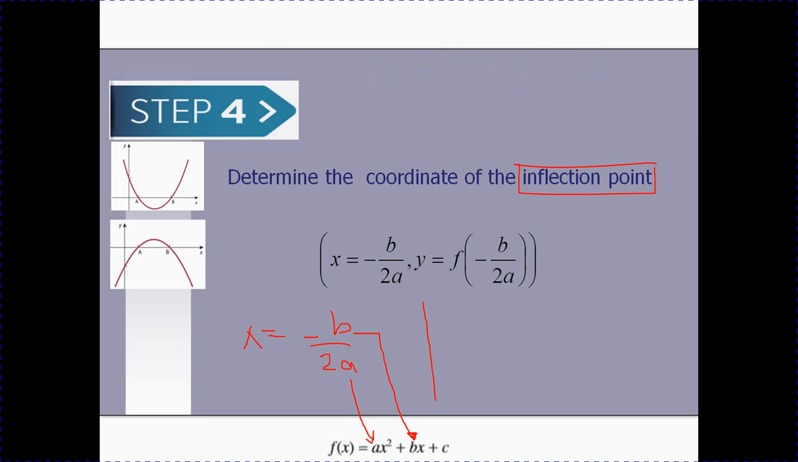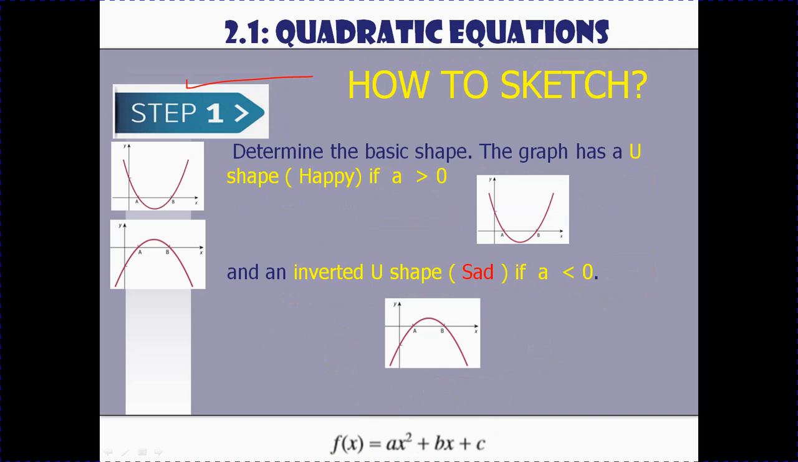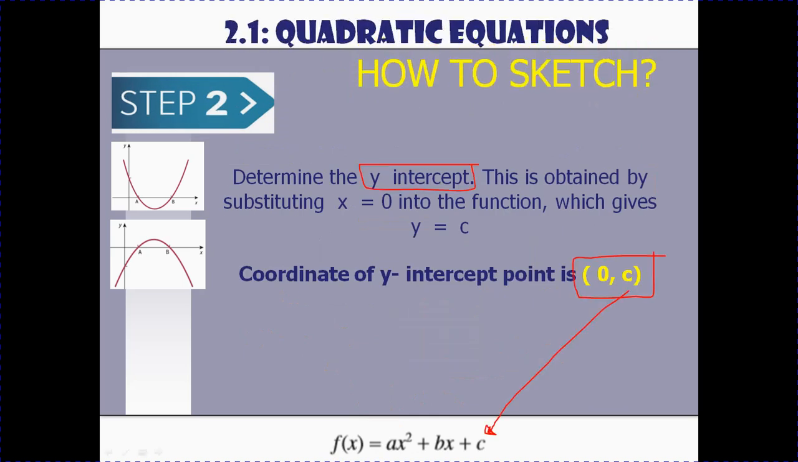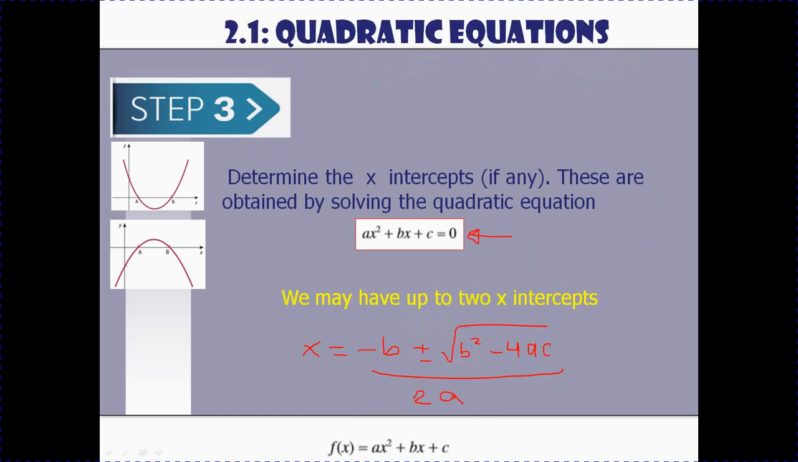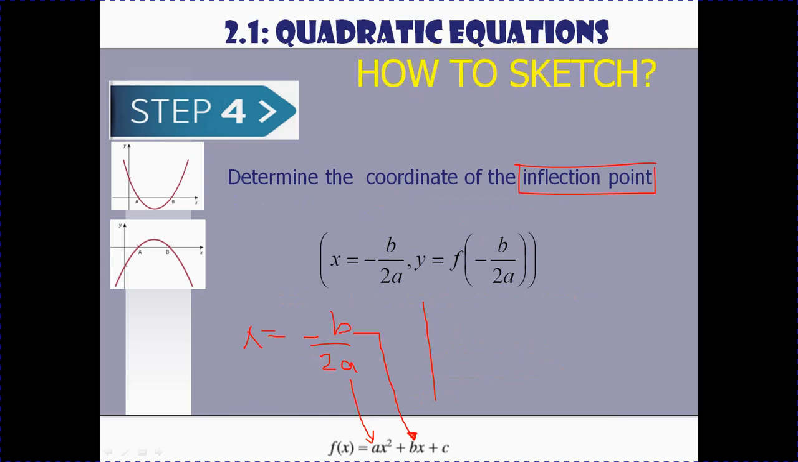So these are the 4 steps that we need in order to sketch any quadratic equation. First of all, we have to determine the basic shape. Is it up or down? Number 2, we have to determine y-intercept, which is 0, c. Number 3, in order to find x-intercepts, we need to solve this equation, and we can solve it either by factoring or by using the quadratic formula. And then we have to find the coordinate of the inflection point, and we can use this formula: x equals minus b over 2a and y equals f of x, that we find from this formula.